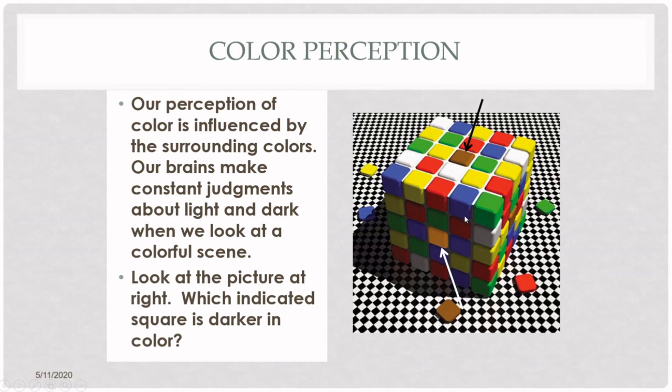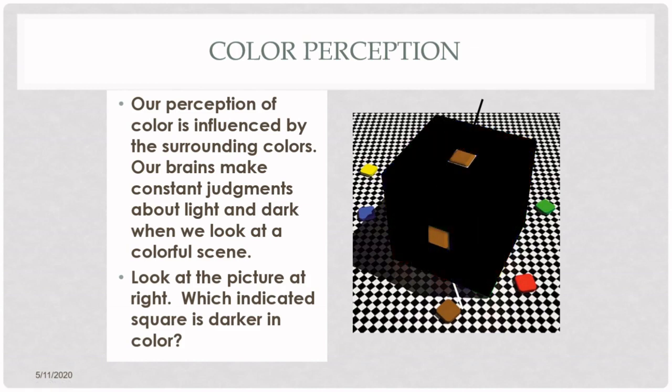The reason this works is because this tile is surrounded by darker colored tiles, and it's also on the side of the cube that is in a shadow. So your brain sees this tile and interprets that it must be lighter. This tile is surrounded by brighter tiles, and it's on the side of the cube that's in full light. So your brain sees it and interprets that it must be darker. But when we take away all of those clues, then it becomes obvious that both tiles are actually the same color, and so is the tile on the ground here.